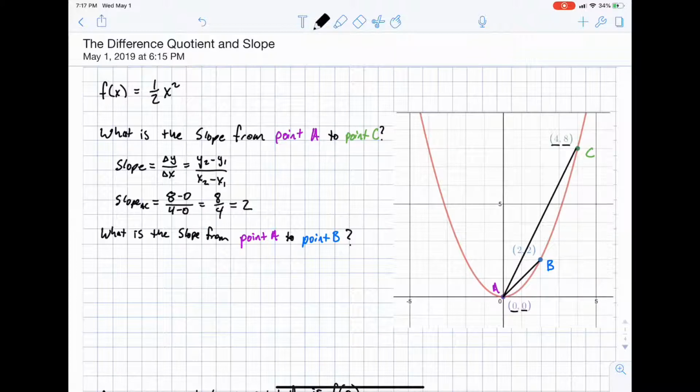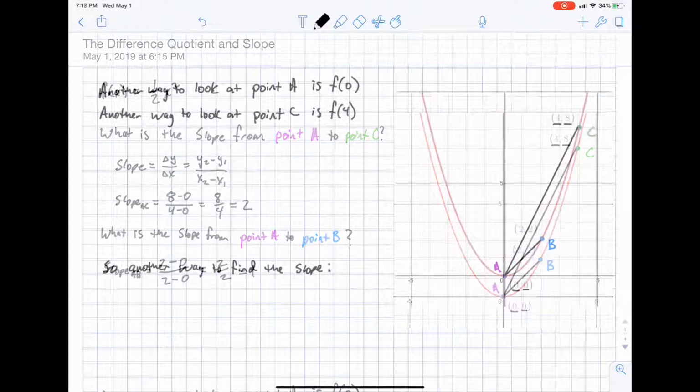Now, in a similar way, we can also find the slope from point A to point B. So the slope from A to B, again, is going to be that change in our y value. So the y value at B is 2, and the y value at A is 0. And the x value is also 2 minus 0. So I end up with 2 over 2, which reduces to 1.